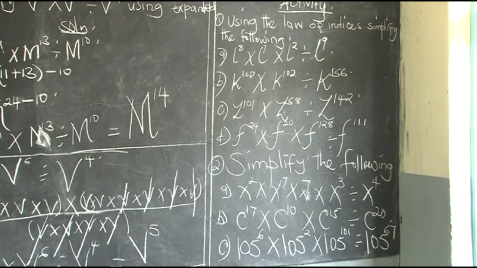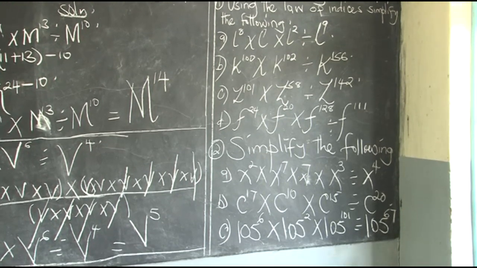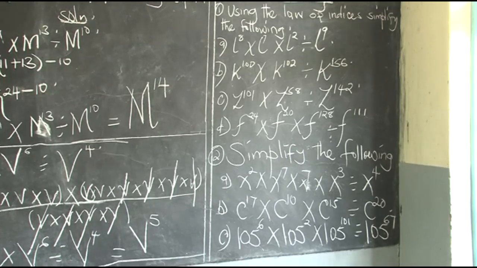So that will be your exercise. I want you to work out those numbers. For those who have been following us, when we look at number one, they have said, using the law of indices, simplify the following. A. We have L to power 8 times L to power 7 times L to power 2 divided by L to power 9.